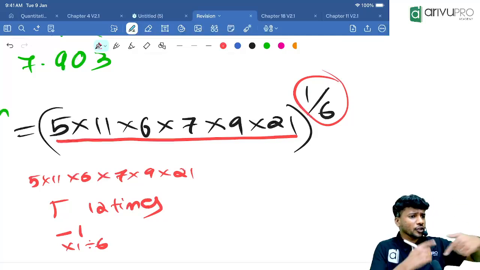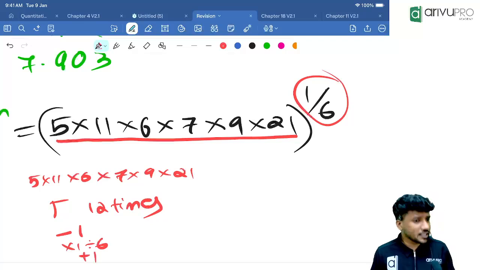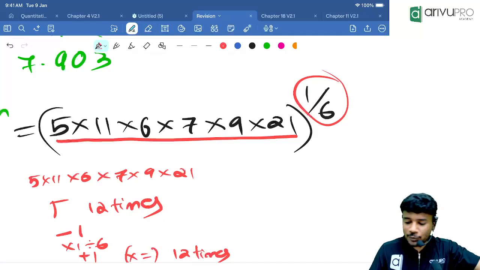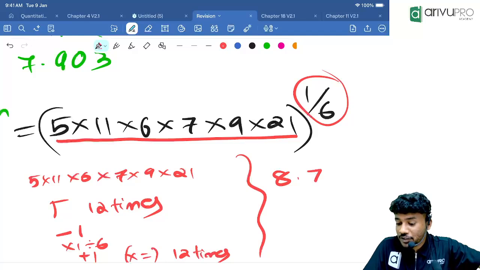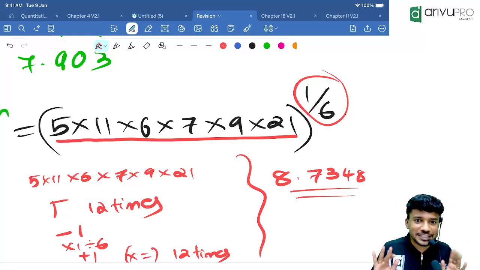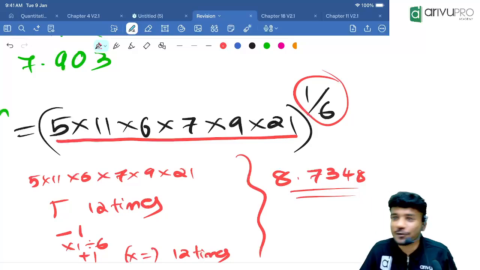Now we are going to do the opposite. Minus 1's opposite is plus 1. Then what is the opposite of root? Into equal to, x. How many times are you going to click that? 12 times. So how much is the answer you are getting on the calculator? 8.7348. Done. So even without the option method, you can use this particular calculator method whenever the power is a fraction. That can also be done.